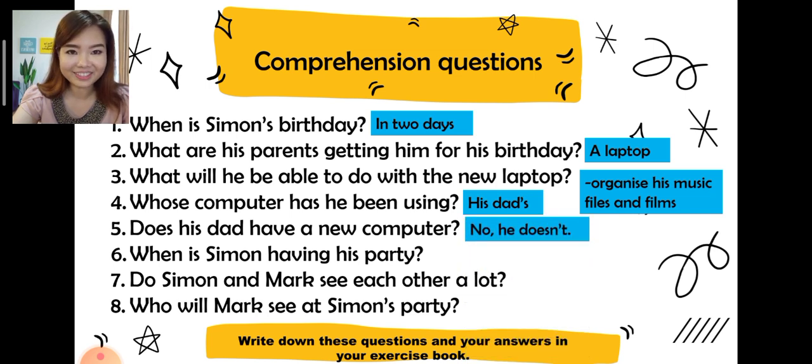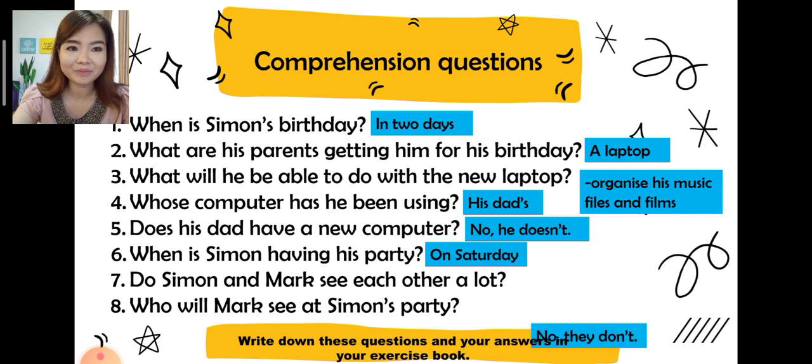Number 5, does his dad have a new computer? No, he doesn't. Number 6, when is Simon having his party? On Saturday. 7, do Simon and Mark see each other a lot? You can try and have a look at the email if you don't have an answer to this. You will see it in the first paragraph. Do Simon and Mark see each other a lot? And the answer is no, they don't.